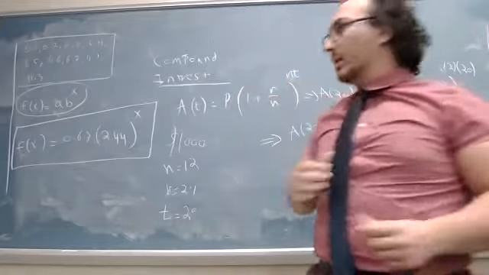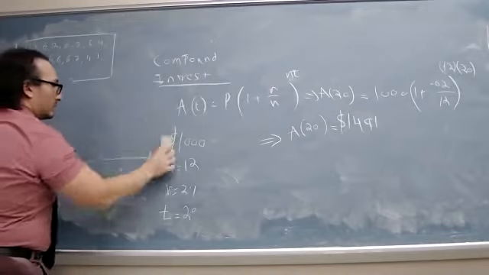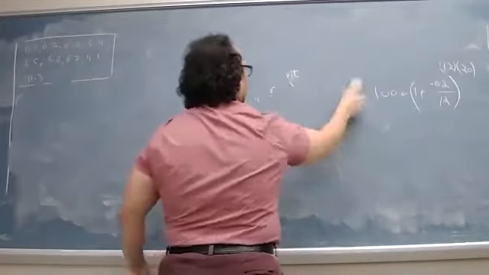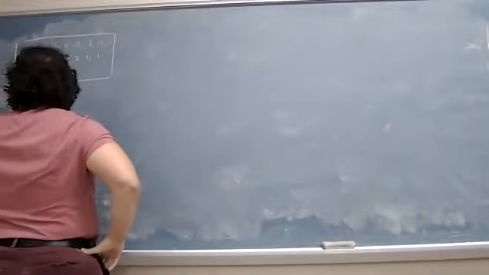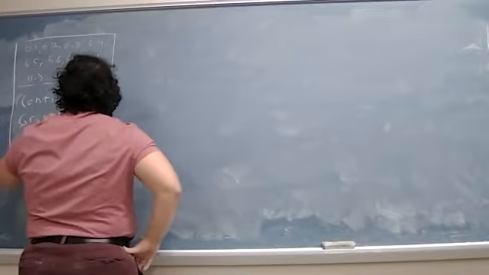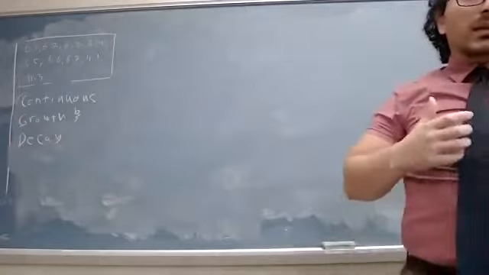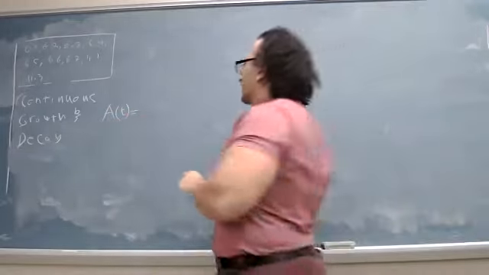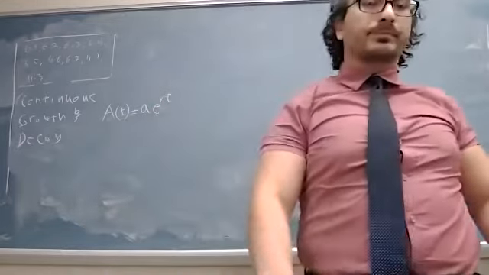Okay, now let's talk about continuous growth and decay. Continuous growth and decay is modeled by the function A of t is equal to A e to the rt, where e is that special number in your calculator.